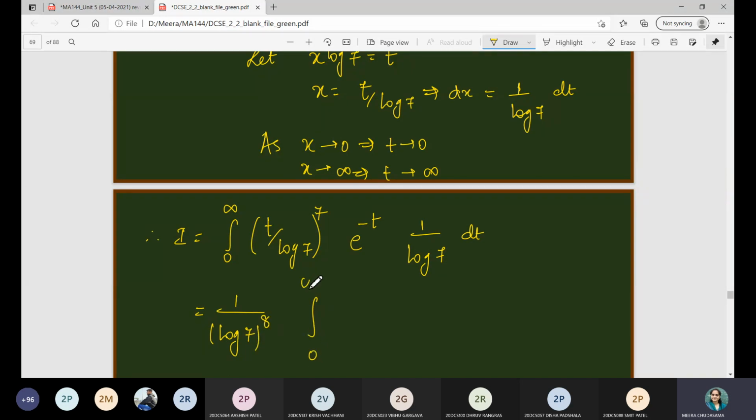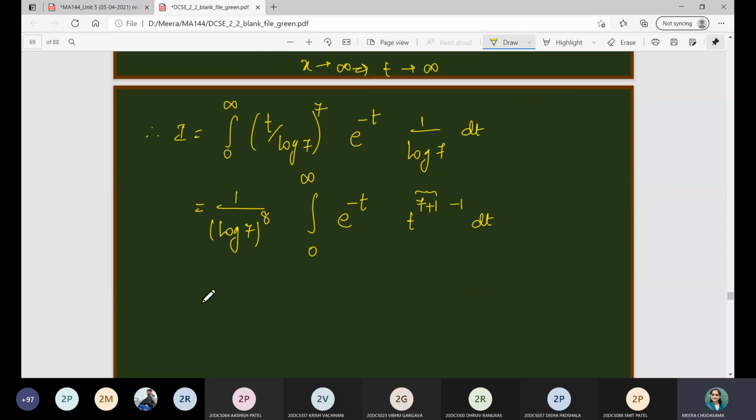Let us write now the integral from 0 to infinity of e raised to minus t. I will write it first because it is the standard first term in the integrand of the gamma function. Then it is t raised to 7 dt. But to use the definition of the gamma function, I need the form t raised to something minus 1, so I will add and subtract 1 in this quantity. Now what will this entire integral represent? Gamma of 8.